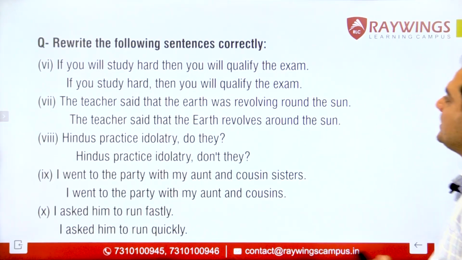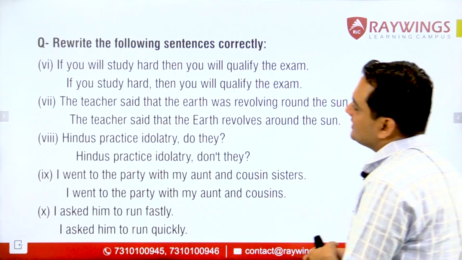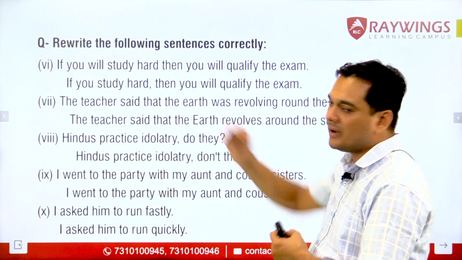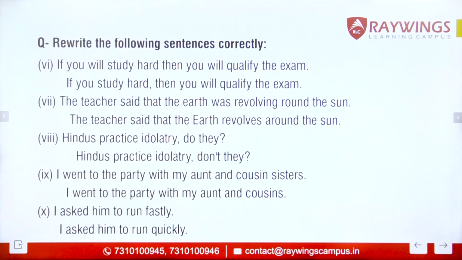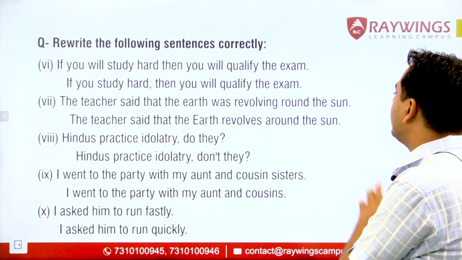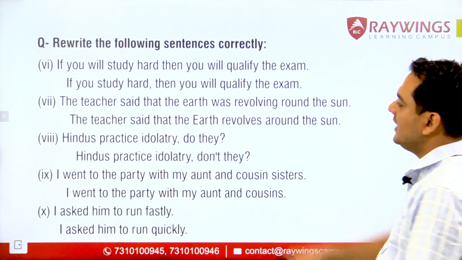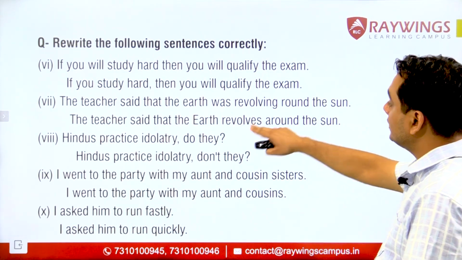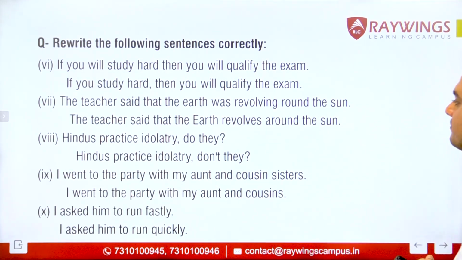Now rewrite the following sentences correctly. So if you study hard, then you will qualify the exam. Now we can put it in another way. If you study hard, comma, then you will qualify the exam. This is the right answer. The teacher said that the earth was revolving around the sun. It's a wrong sentence. The correct answer is the teacher said that the earth revolves around the sun. So this is the exact answer.